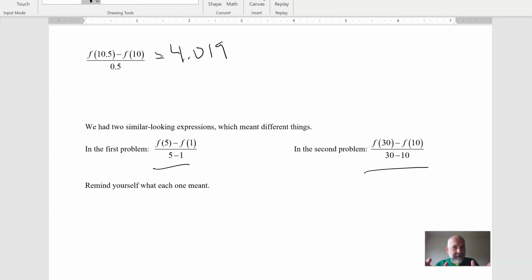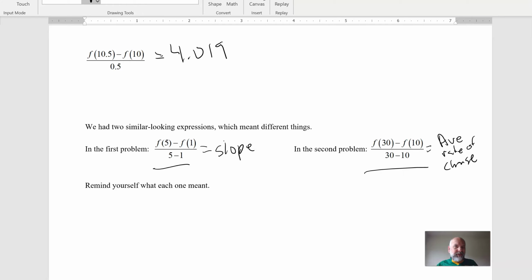So what you should have thought about there, if you had it right, is in the first example, we talked about this being the slope, right? We talked about that being the slope. So we talked about it geometrically. But in the second one, we talked about this as the average rate of change. So that's kind of interesting because they were used in two different senses.